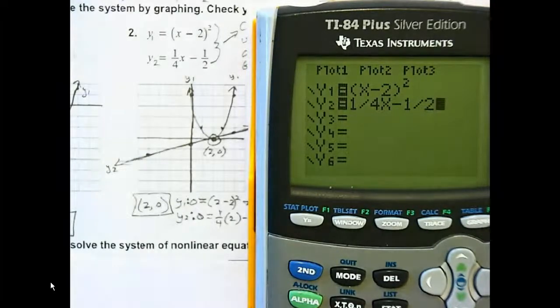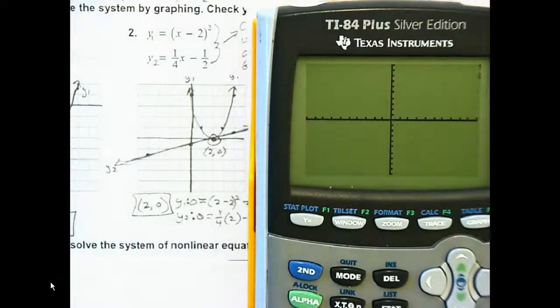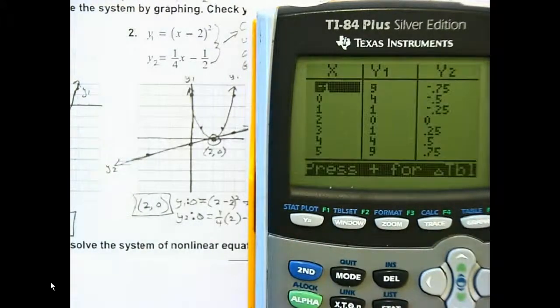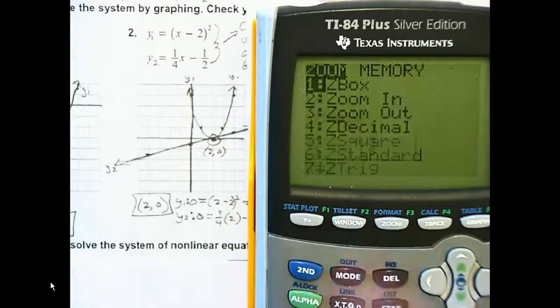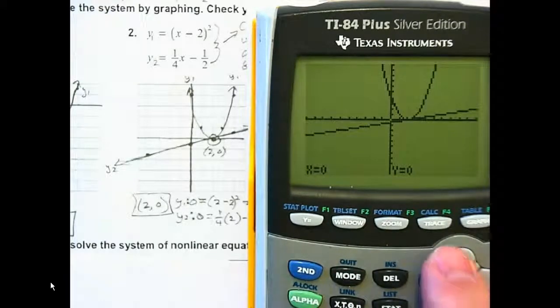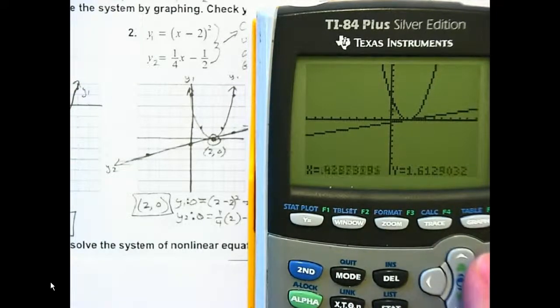Okay, and we hit graph, and we verify that, yes, it looks like it hits at 2, 0. Correct? And you could even go to your table, and you're like, haha, 2? I get 0. Score. Okay, now here's what I want you to do. I want you to go to Zoom Box, and I want you to draw a box around this area right in here.